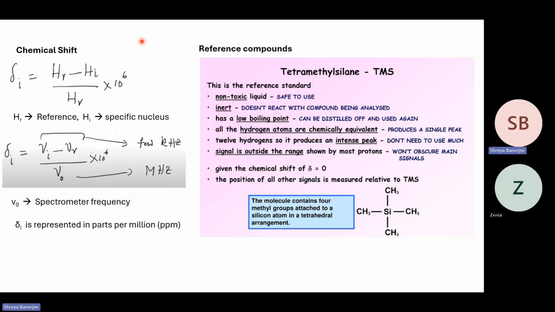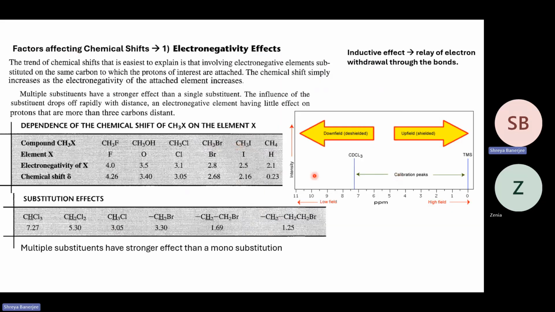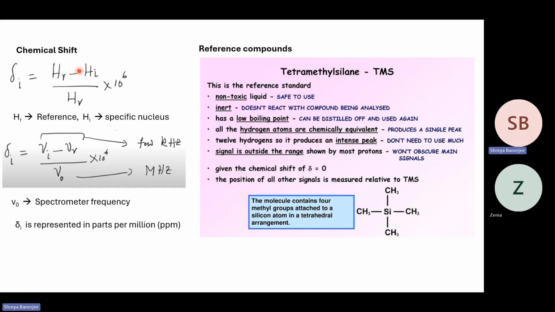When we take NMR of any compound, we add a certain reference to it. So why are we adding the reference? Because if you see the NMR spectra, the reference is something we want at 0, so that we can compare how much the molecule is shifted compared to the reference. So HR is for the reference, HI is for the nucleus we are observing. So this is the formula in terms of the magnetic field.